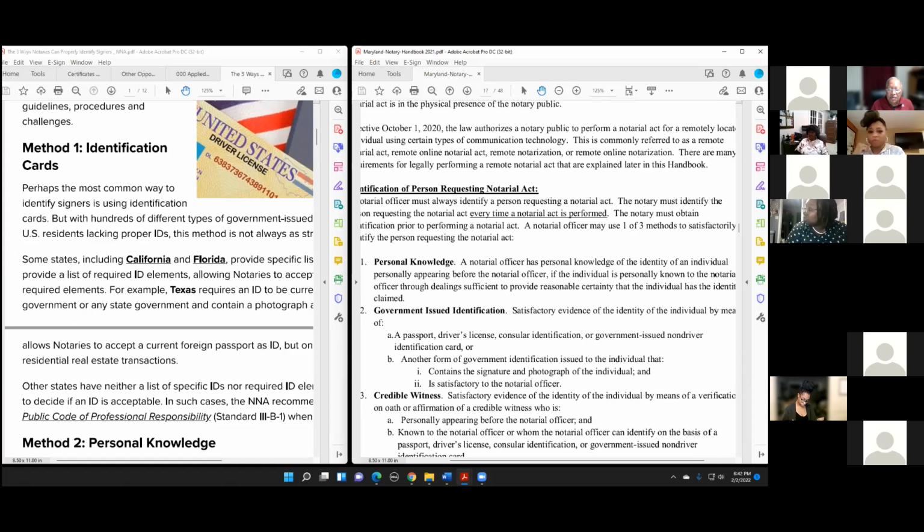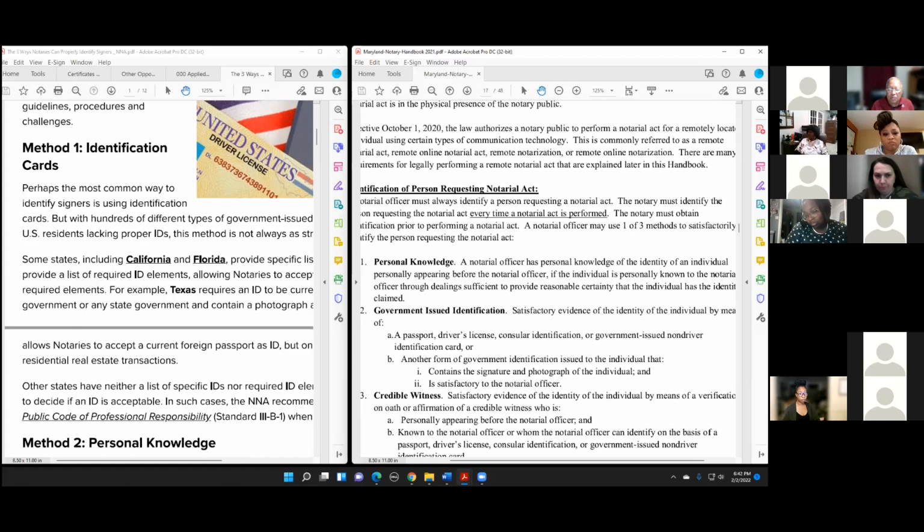I want to confirm, I think that we covered before that the ID could be expired. Yes, it could be expired, but they sometimes actually write down the expiration date anyway. If you're comfortable with the ID that they have, even if it's expired, you're allowed to use it. Okay. And then that goes down here.